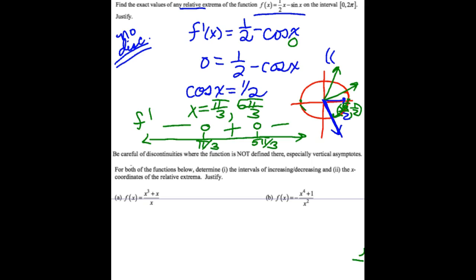So when I answer the question, I'm not going to write it on here. Relative extrema. I now know there's a relative what at pi thirds? Relative. It's going down and then up. Minimum. And at 5 pi thirds, there's a relative maximum. Okay? And if you had to say why, you would say because f prime changed from negative to positive at pi over 3 and from positive to negative. Or if you're talking about f, you could say because f went from what?